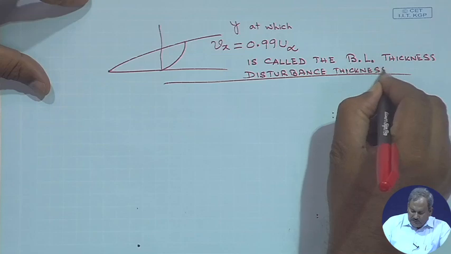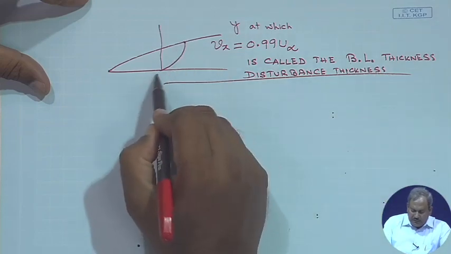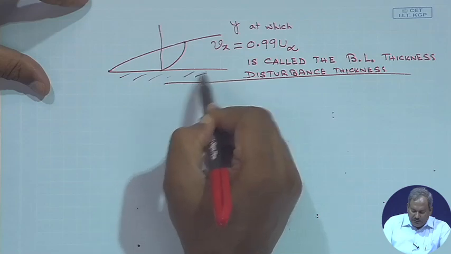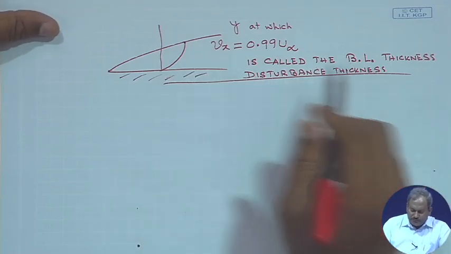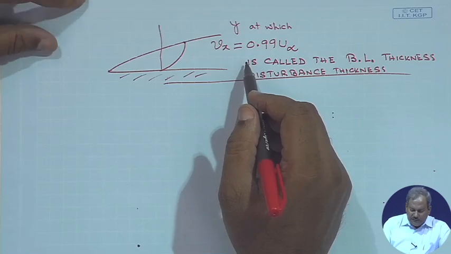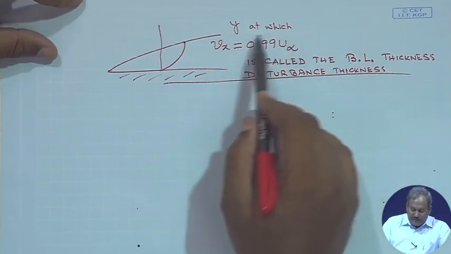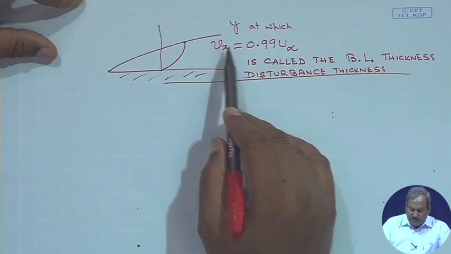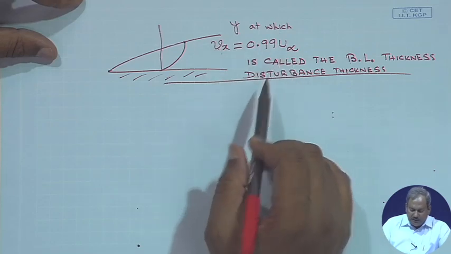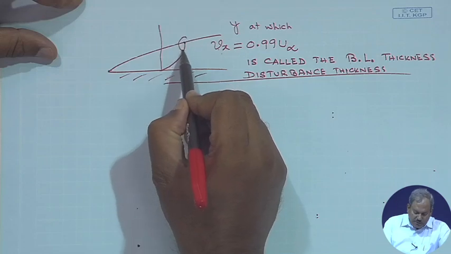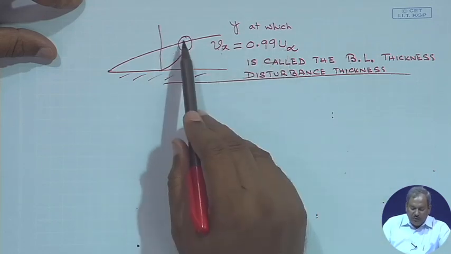Because this is the extent to which the liquid fills the presence of the solid plate below it. So, it is also commonly known as the disturbance thickness. But even then, it's not a foolproof method. The location where the velocity is 99% of the free stream velocity is also prone to error because of the nature of variation of Vx with y.